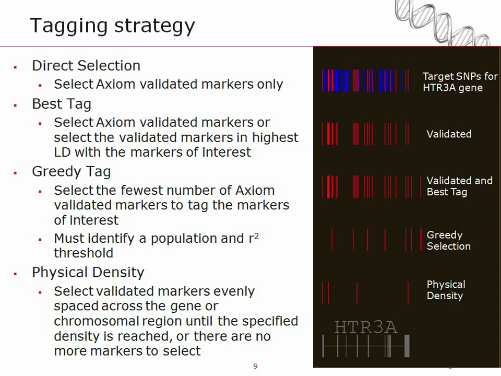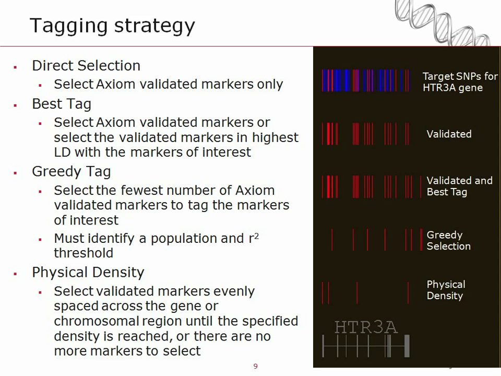After you've identified the target set of markers that you're interested in, then you need to choose a tagging strategy that you want to use. The most straightforward tagging strategy is direct selection. That means that you will select an Axiom validated marker only out of your target set. So if the target set is validated, you get it. If it's not validated, that marker is not included on the array.